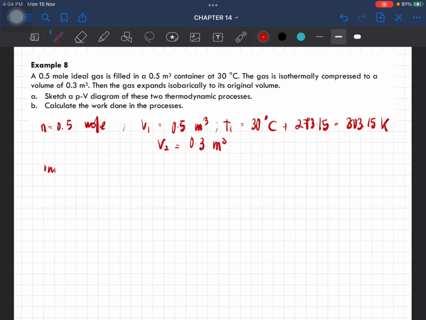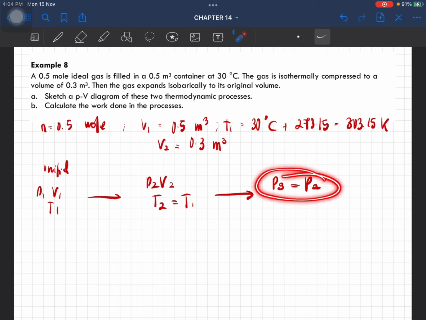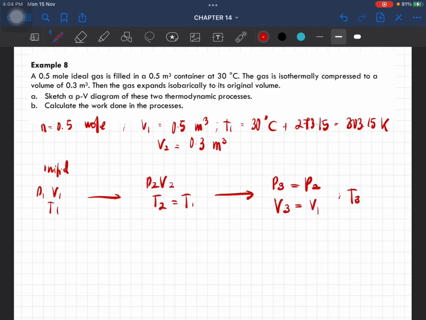So initially we have P1, V1, T1, and then it is compressed isothermally, becomes P2, V2. T2 is equal to T1, because it is an isothermal process, and then it undergoes an isobaric expansion. Isobaric meaning the pressure is equal to the previous pressure, so V3 goes to its original volume, V1, and then we have T3.